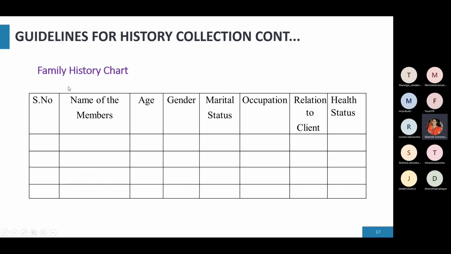And in addition to this, we are forming this chart. In this chart, we write who the members are, their names, age, gender, marital status, occupation, their relation to the particular patient and the health status. Why are we using health status specifically? Because sometimes some disease conditions are inherited. For example, it is common that if my father or mother had diabetes mellitus, that means sugar, then there is a high chance of getting sugar as a child. Or if I got diabetes mellitus, there are higher chances of my children getting it.